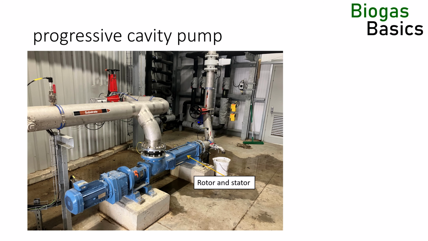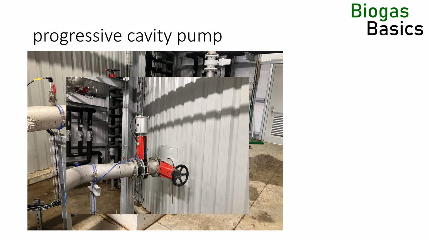I want to talk about the correct installation of a progressive cavity pump as well. The pump pumps from the digester through two valves. Generally, each digester outlet below the liquid level should have two valves. Here a manual and an automatic knife gate valve. Between the two valves should be a spool piece.